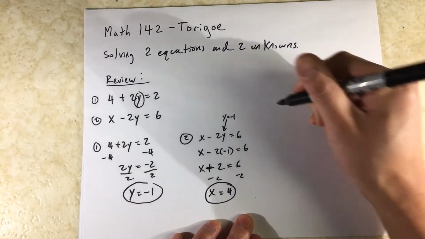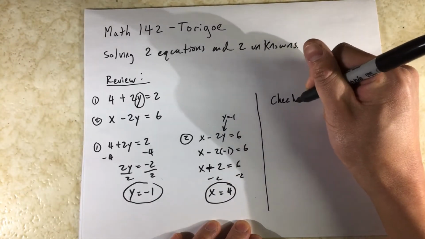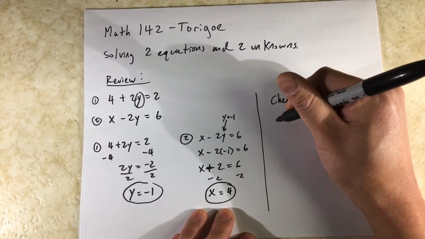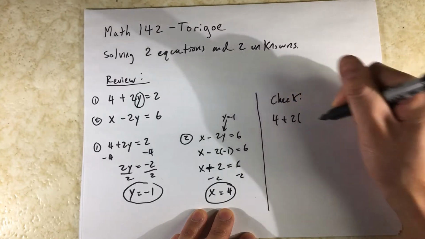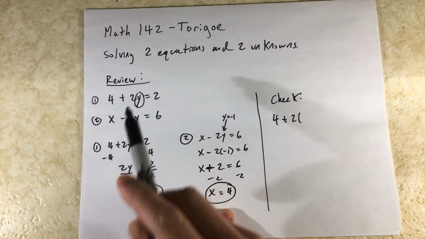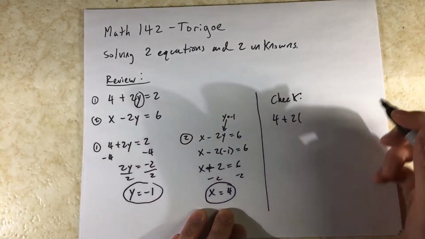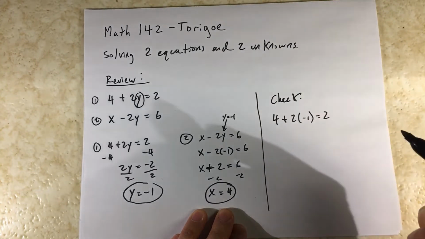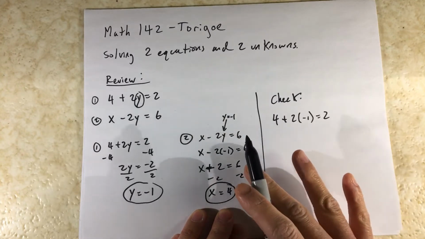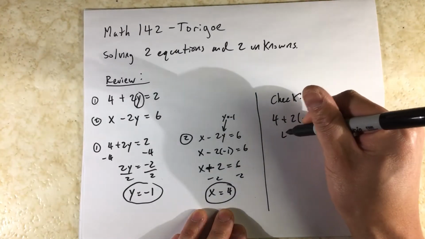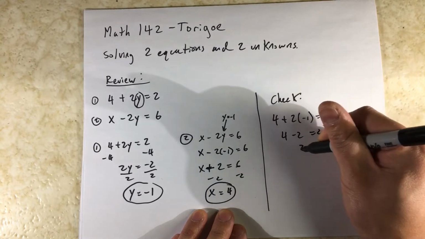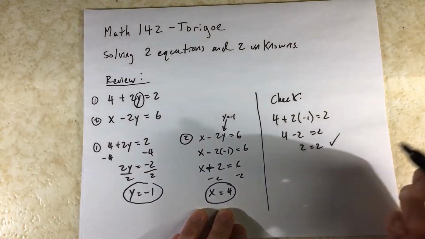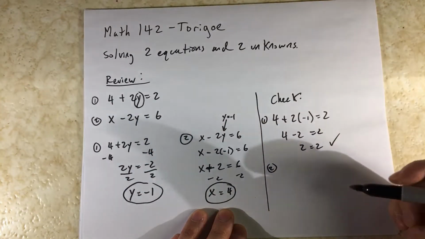So what you could do also is a check here. If you want to do a check, it's always good, especially if you're kind of unsure if you did it correctly. So we're going to plug in y equals negative 1 and x equals 4 into this first equation: 4 plus 2 times negative 1 equals 2. And if this is indeed the right answer, then the left-hand side of the equation should be equal to the right-hand side of the equation. So we get 4 minus 2 equals 2, 2 equals 2. That one looks good. Now let's check equation 2, just to make sure.